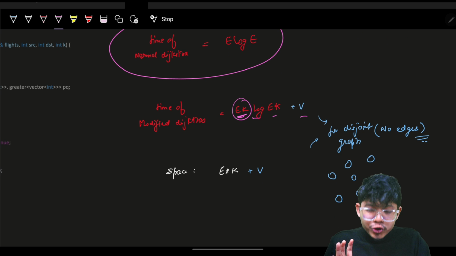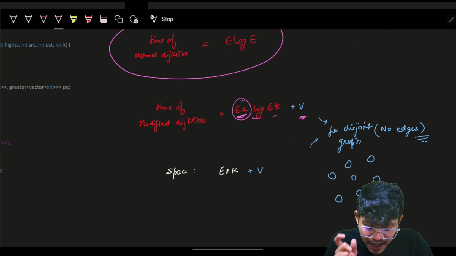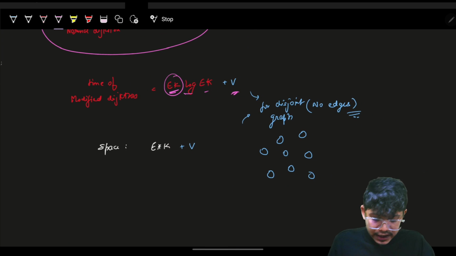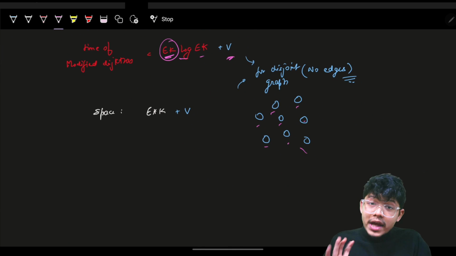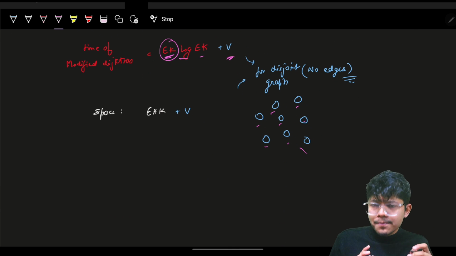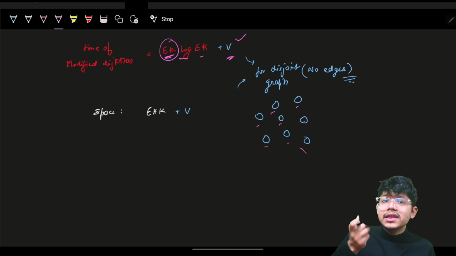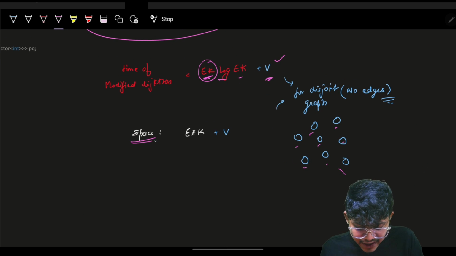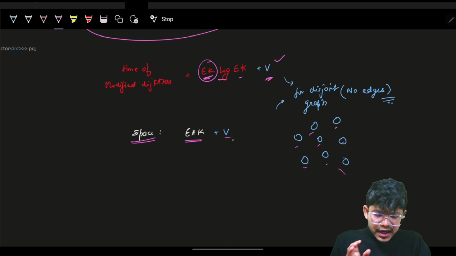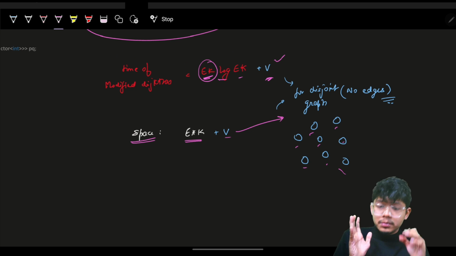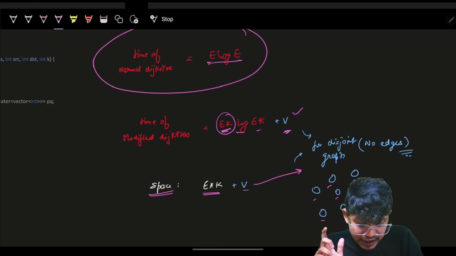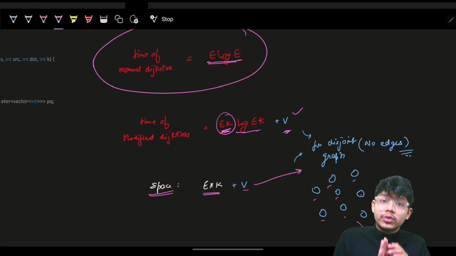And again, we usually add a plus V also, as we write V plus E log V. Why is this V added? Because if the graph is disjoint, let's say it has no edges at all but only nodes, that's the reason we always add a V. And the same way, the space used will be E into K plus V, with V again for the same disjoint case. But the main thing is that earlier it was E log E, now it will be E into K log E into K. This will be the complexity of your Dijkstra's.